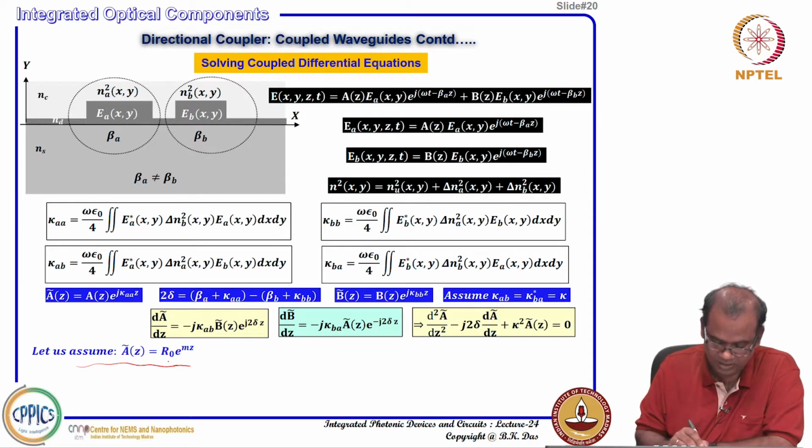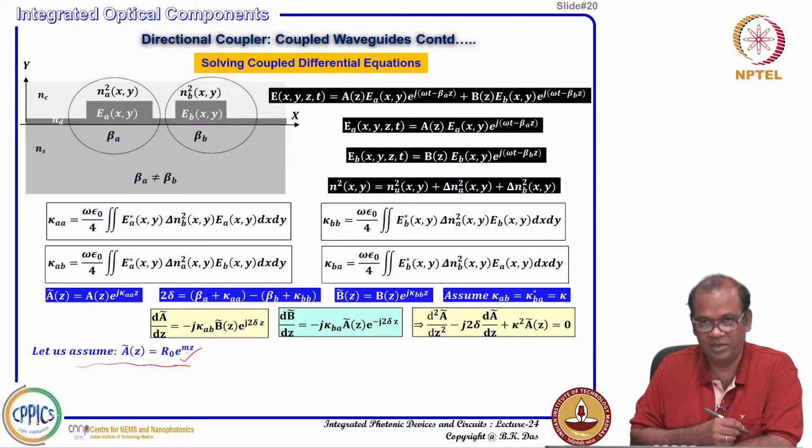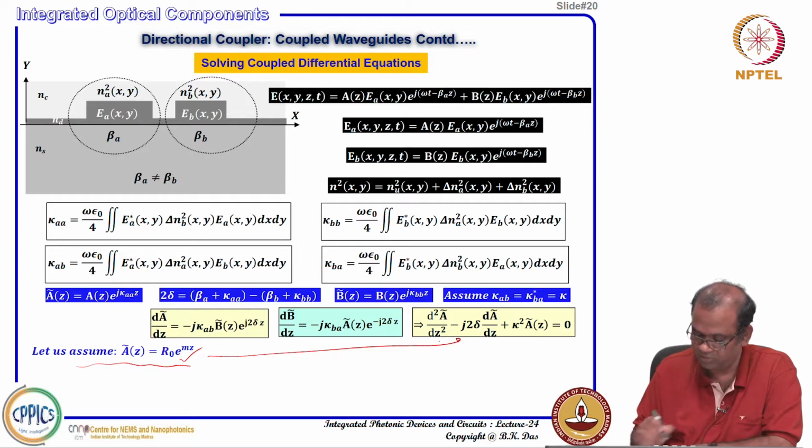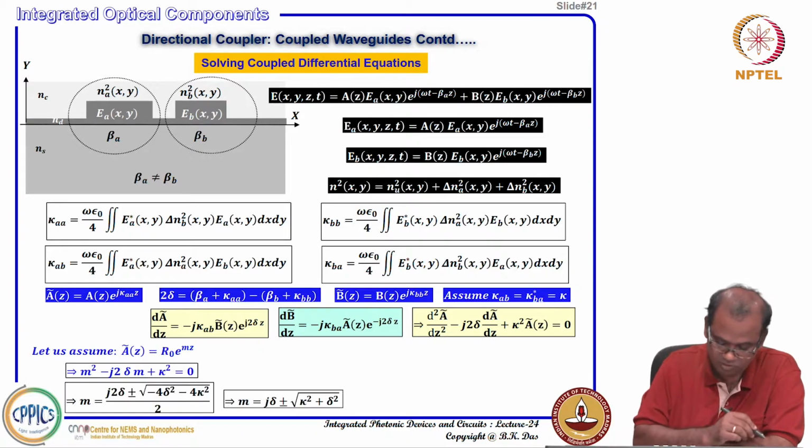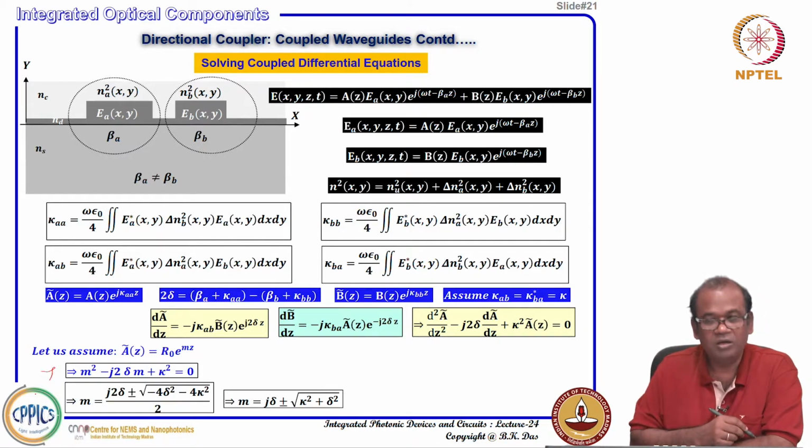So, you consider A tilde z equal to something, r naught e to the power mz. If you substitute here, what you will get? Second order derivative you will be getting m square, and first order derivative you will be getting m, and this one simply you will be getting this thing. So, after substituting here, you will be getting this equation to solve for m.